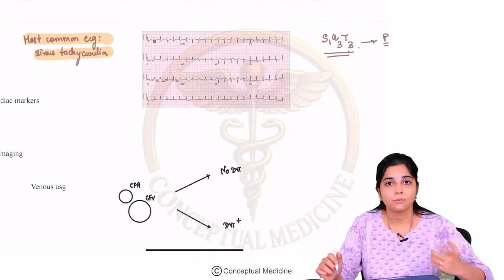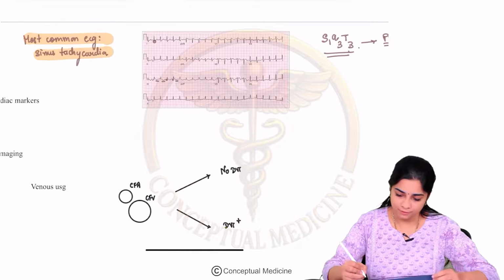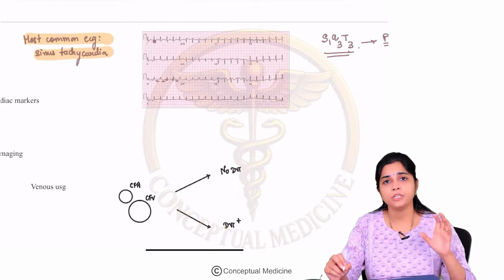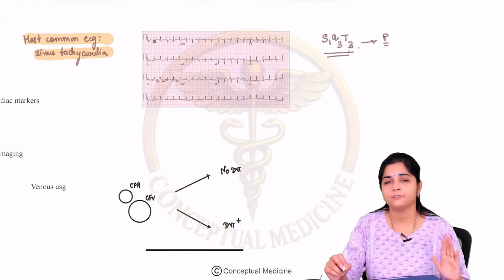Okay, then what are the other ECG findings that you can find? We know which chamber of the heart is most commonly affected in PTE?